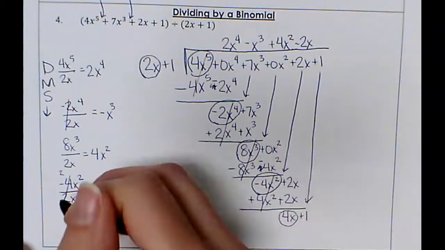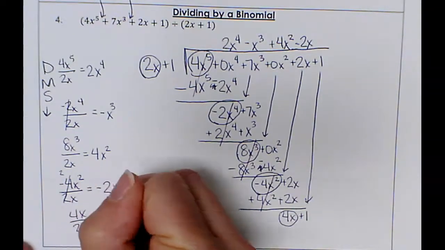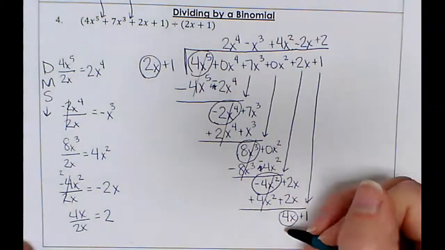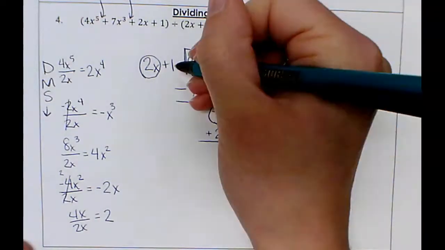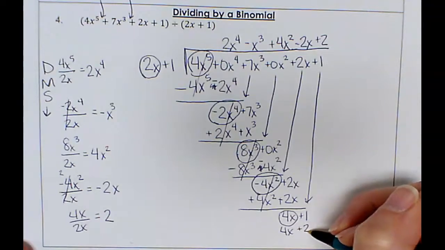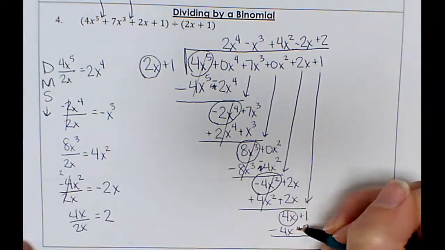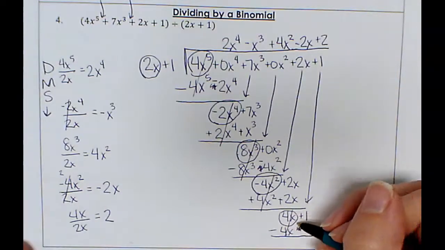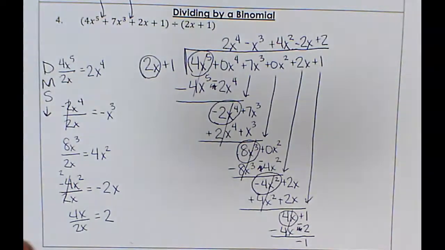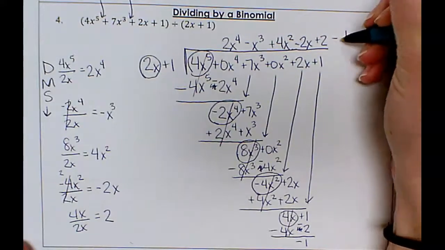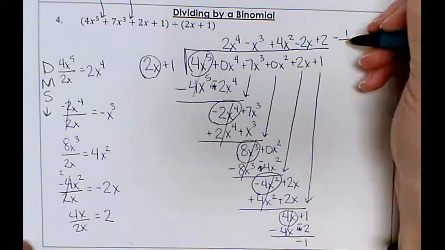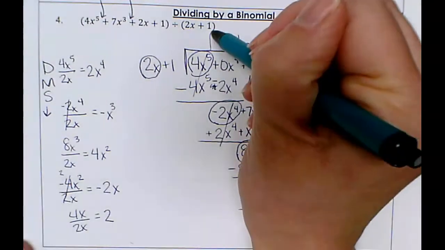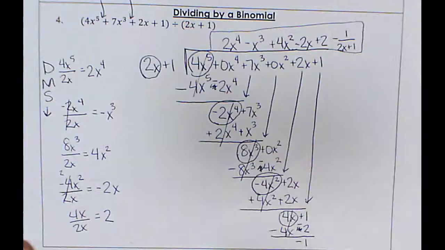Divide. 4x over 2x is just 2. 2 times 2x, and 2 times 1. Draw the line, change both signs. 4x minus 4x is 0. 1 minus 2 is negative 1, and there's nothing left to bring down, so I write my remainder as minus 1 over 2x plus 1. So I'm just going to go ahead and leave that here. I can box it like this, but I don't have space to rewrite it.